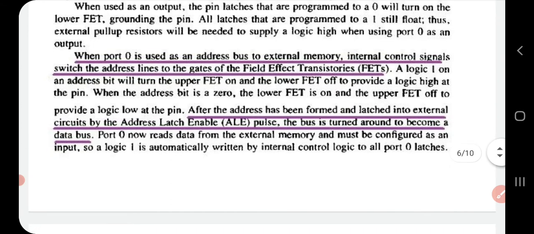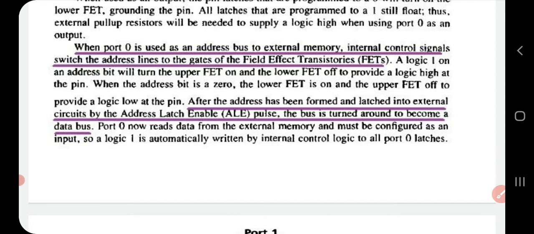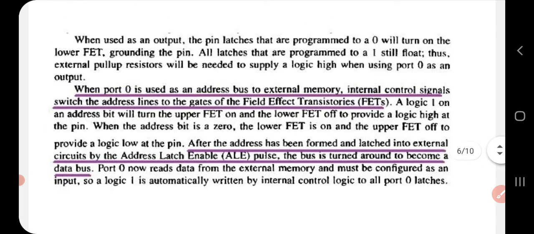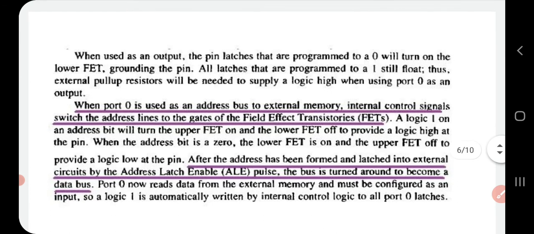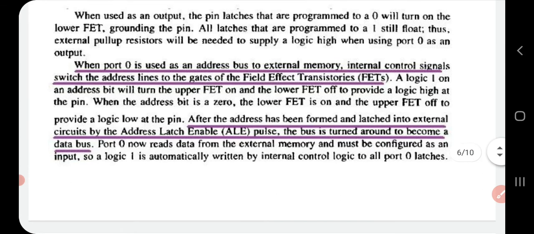Now, what happens when port 0 is used as an address bus? These are the various uses, and we will take them one by one. What happens when 1 is written? What happens when 0 is written? And now, what happens when it is used as an address bus to external memory?